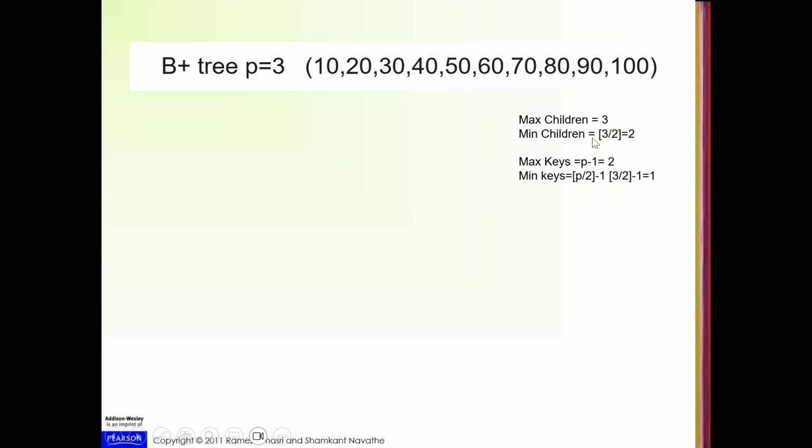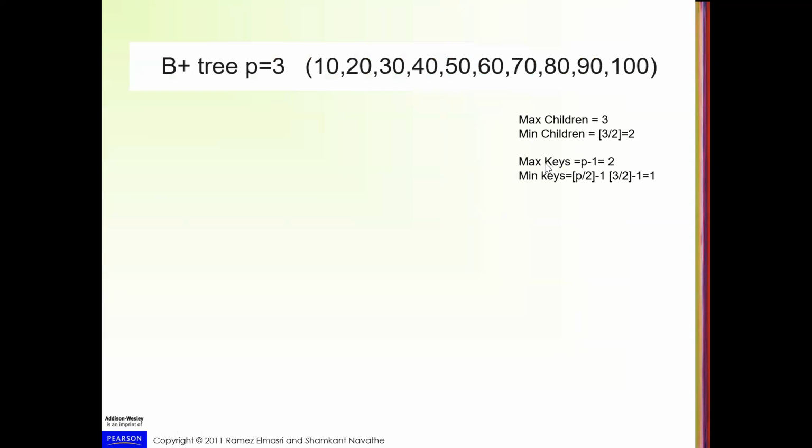Minimum number of children is given by the formula p divided by 2, with the ceil function applied to it, which is 2. Maximum number of keys is given by the formula p minus 1, which is equal to 2 in this case. Minimum keys is equal to ceil of p divided by 2, minus 1, which is going to give us 1 in this case.